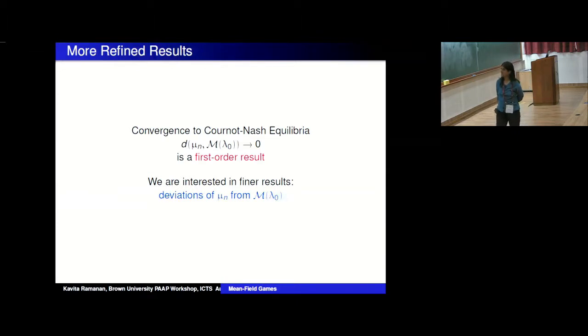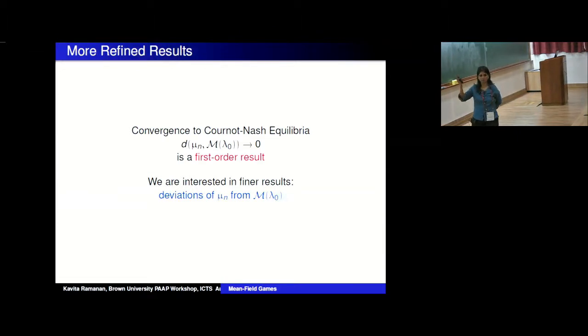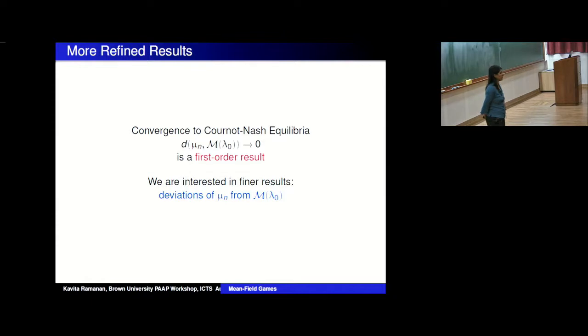So for instance, let's say this m lambda 0 is unique, right? So you had a unique Cournot-Nash equilibrium. And again, you can easily find conditions on all these maps under which you have a unique one. And there are also many interesting examples. The congestion games, if they're potential games with strictly concave, you will again get a unique Cournot-Nash equilibrium. And so anyway, we're interested in finer results and deviations of this.